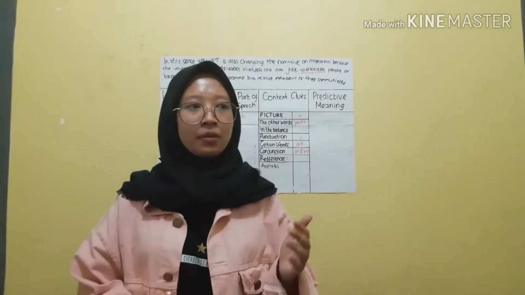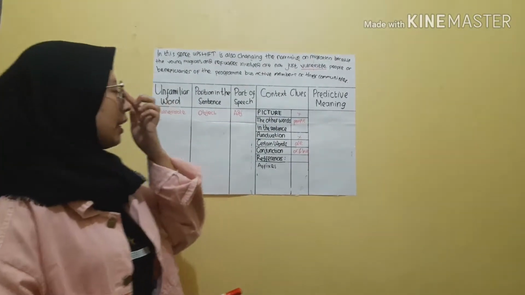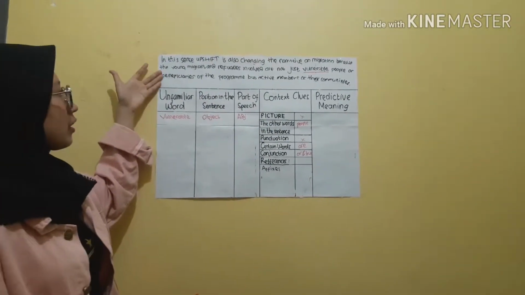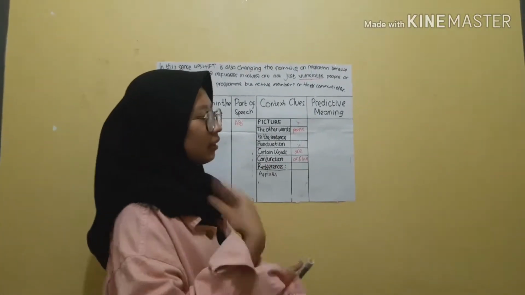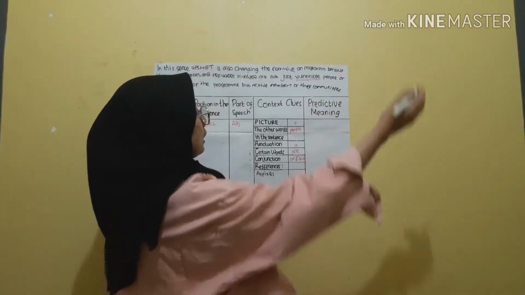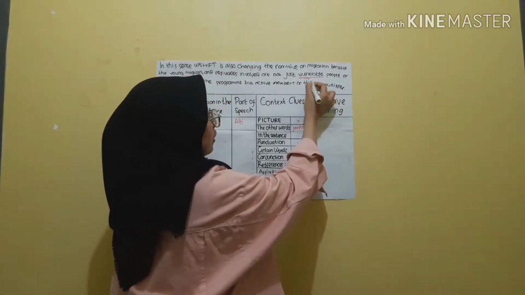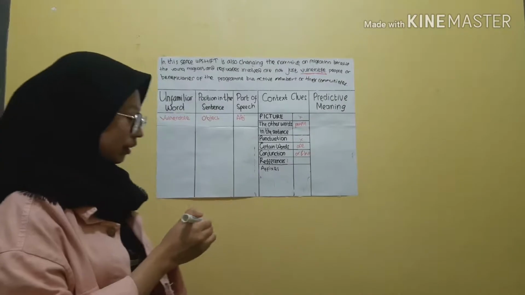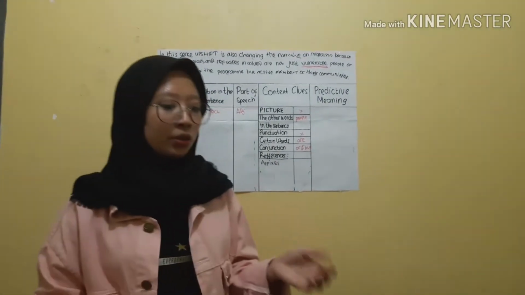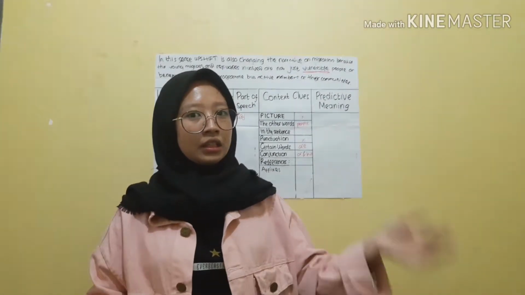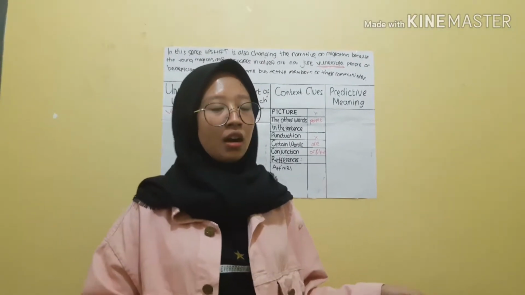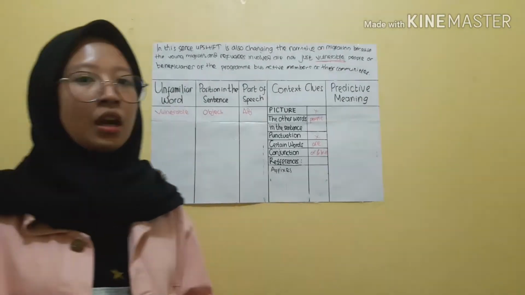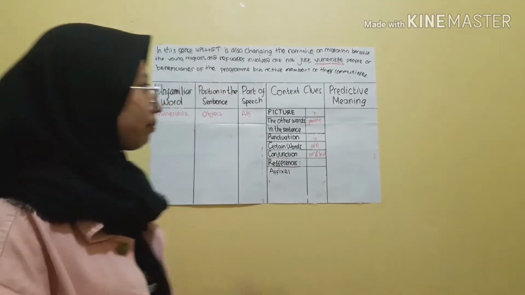Now we are going to learn how to guess the meaning of unfamiliar words. I have read an article and found an unfamiliar word, and I have written the full sentence here. I found the unfamiliar word, this one. Then we use 5-column analysis to identify or predict the meaning of the unfamiliar word easily.